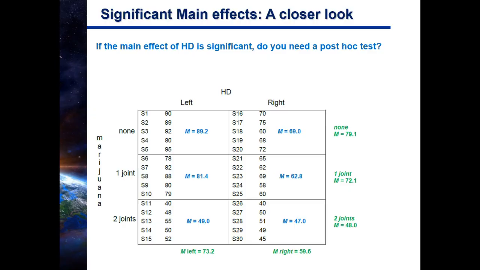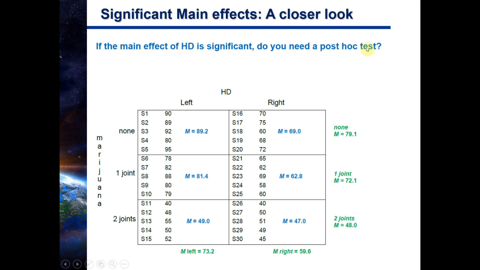We are going to get to interaction effects. I promise you we will, but let's look a little more closely at significant main effects, and then we're going to look at the interaction effects. All right, so let's say that we are looking at the F value that's going to look at the main effect of hemispheric dominance. And let's pretend that this F value is significant.